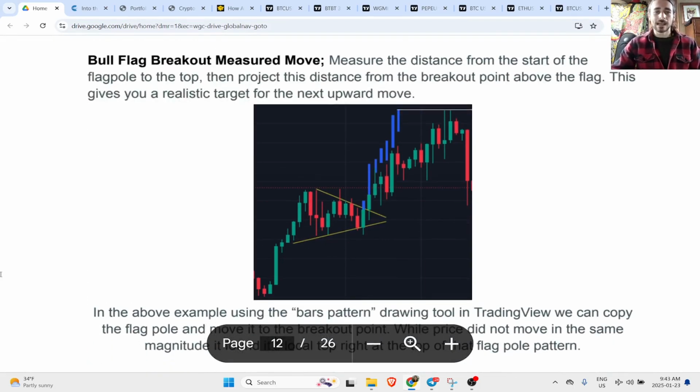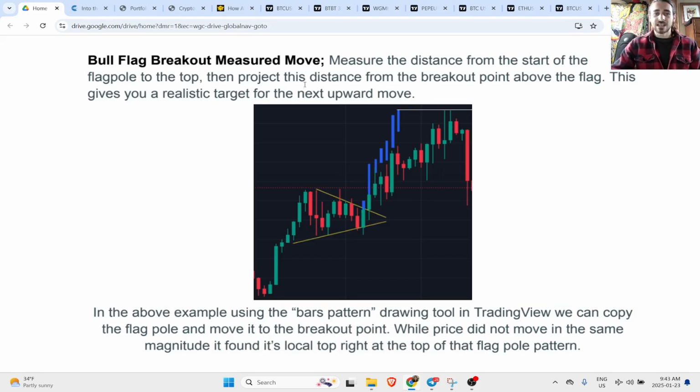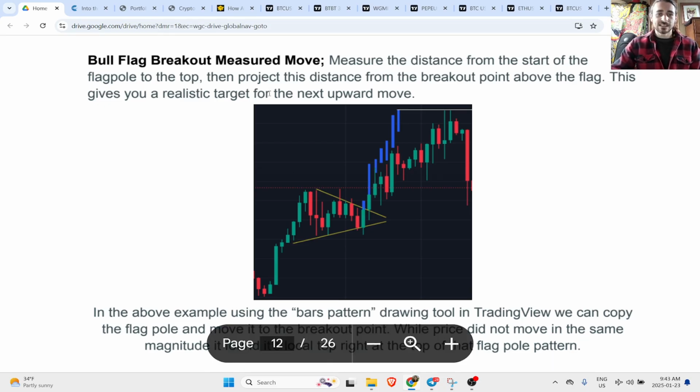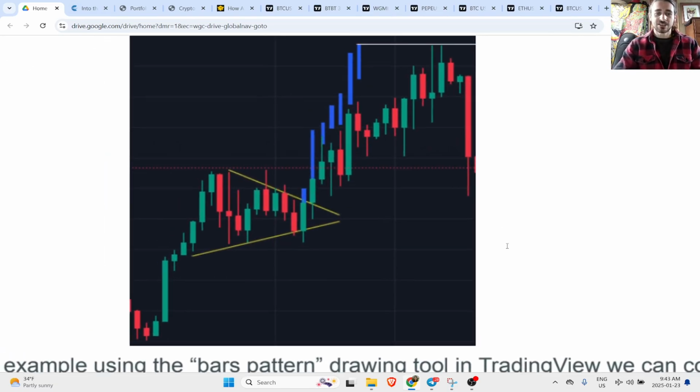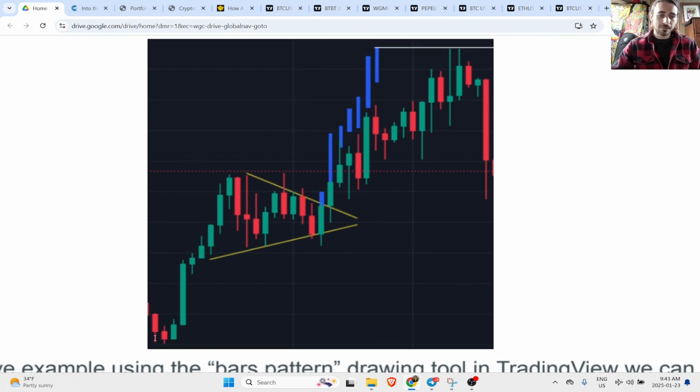We've got bull flags and bear flags, so measuring the distance from the start of the flagpole to the top and then projecting this distance from the breakout point above the flag. This gives you a realistic target for the next upward move. So we can see here, utilizing our bars pattern tool, we saw this bull flag right here. So we took a bars pattern from this move here, this flagpole, and then we just apply it where we had our breakout, and then that's our target.